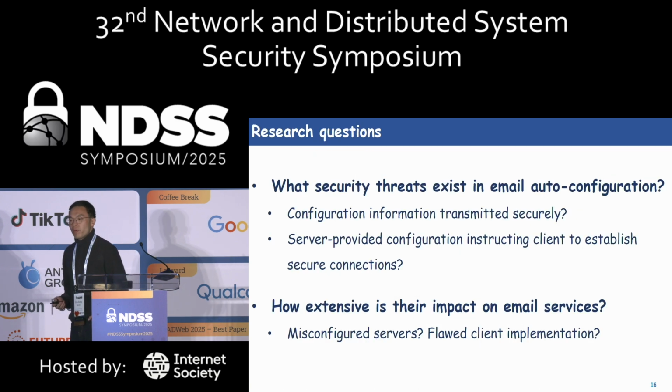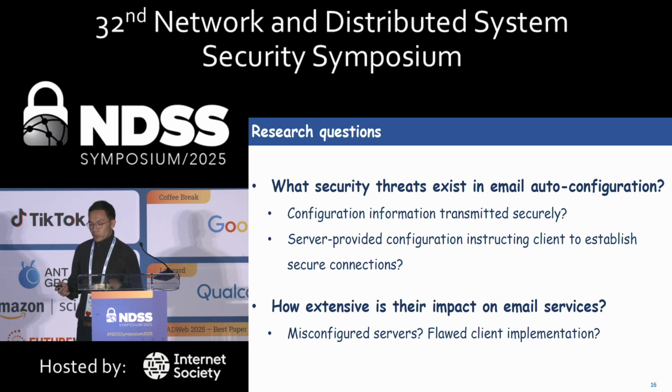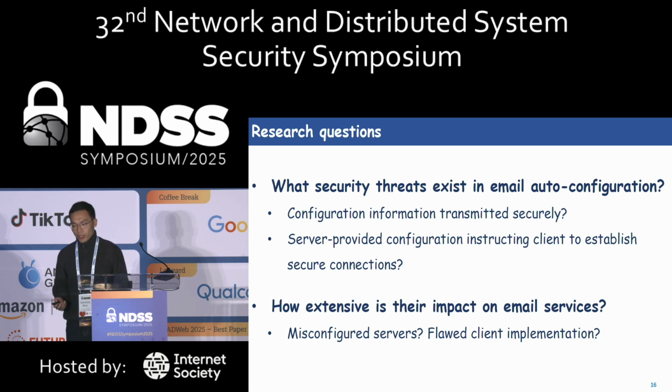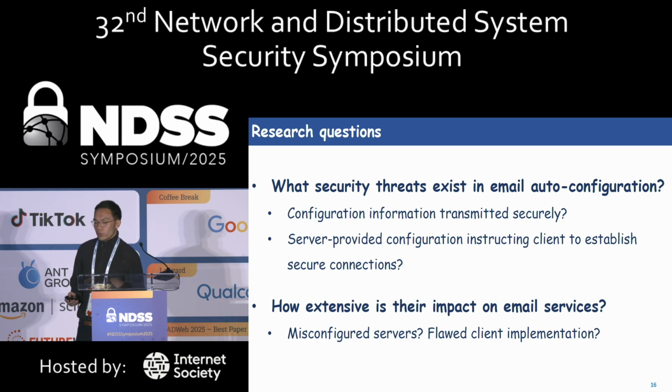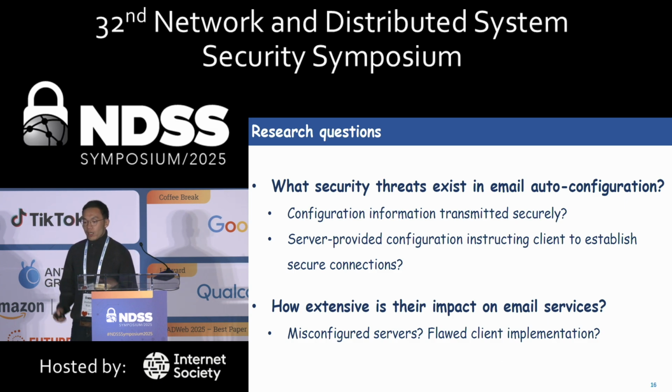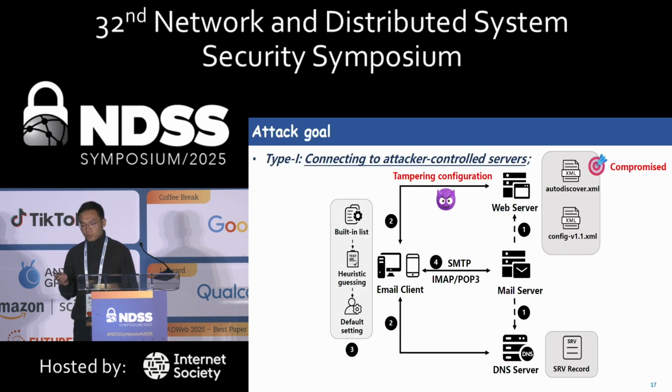So in this paper, we address 2 research questions. The first: what security threats exist in email auto-configuration? Is the configuration information transmitted securely? And does the server provide configuration instructing clients to establish secure connections? And the second question is, how extensive is their impact on email service? How many misconfigured servers or poorly implemented clients are there?